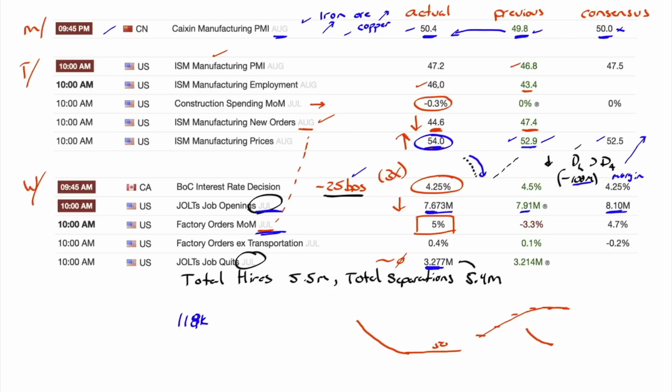If we look a little deeper, go to the report, total hires were 5.5 million, total separations 5.4. The difference there is about 100,000. That matches what we saw in August in the jobs report. When we get this job report, we see 118,000 jobs added. We think, well, only 118,000 people got a job. Total hires were 5.5 million. Total separations 5.4 million, with 3.2 of them being quits. The rest either retirements or involuntary separations.